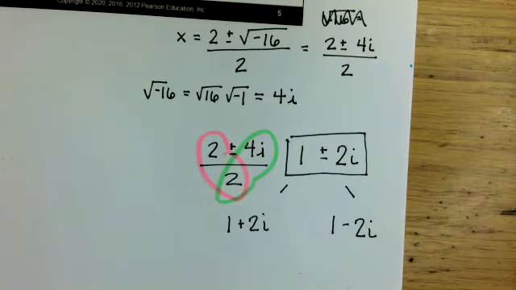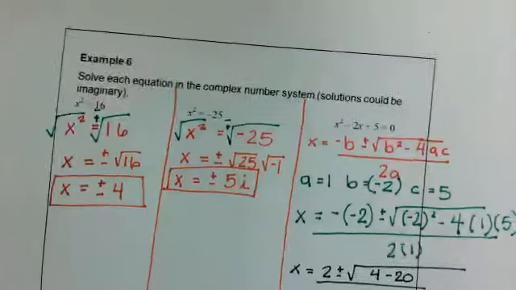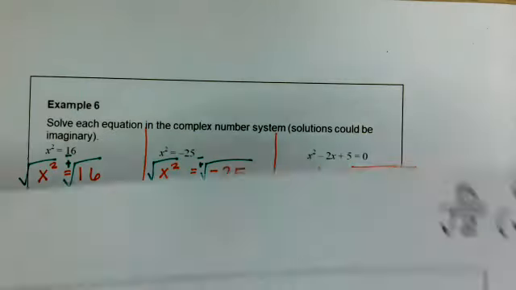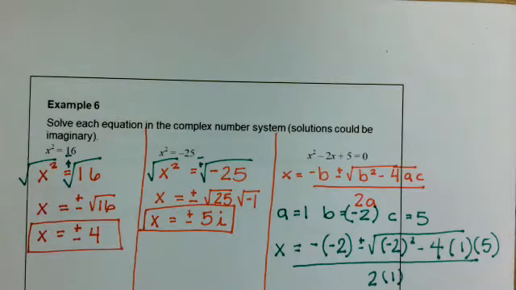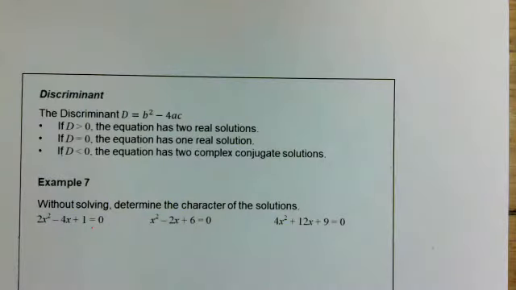Those are all the skills you need in order to work with negatives under the radical. Okay? And there was no example 5. We went right from example 4 to example 6. So you didn't miss a page in your notes. There was no example 5.